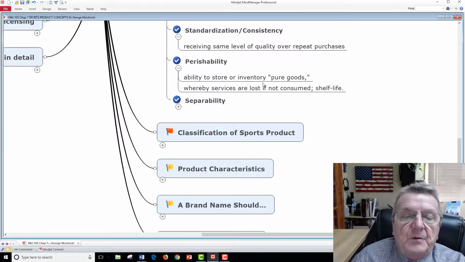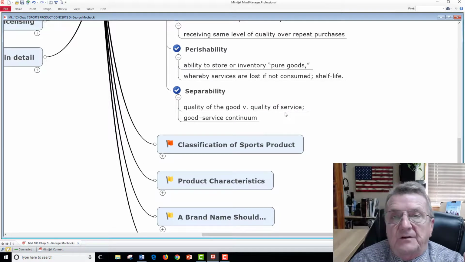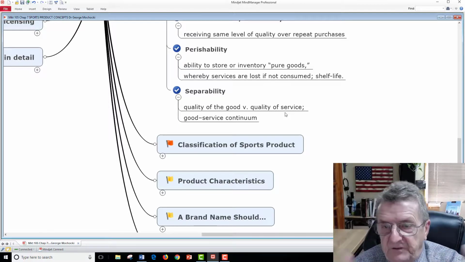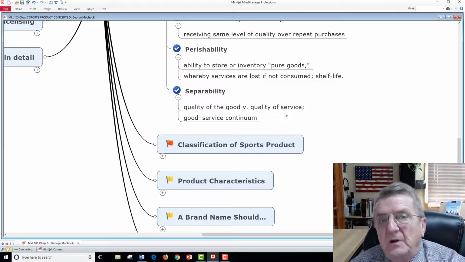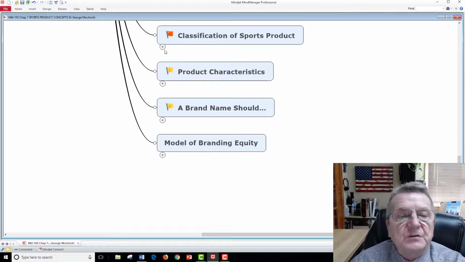Okay, now separability. When I look at separability, quality of goods versus quality of service, sometimes they're connected, right? Like I mentioned before, I understand I could buy my pop at there, but are you taking advantage of me, or how I'm being treated? Why do I have to wait, or you're rude to me? Okay, now classifications of sports goods.